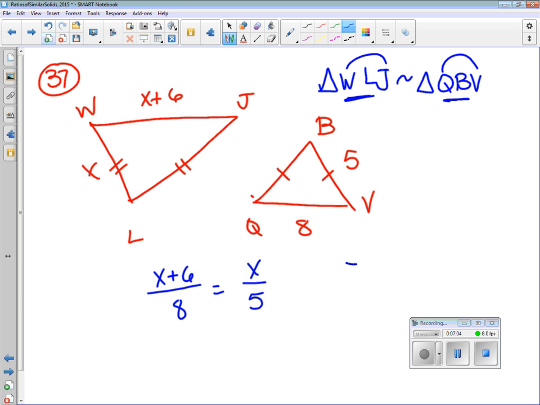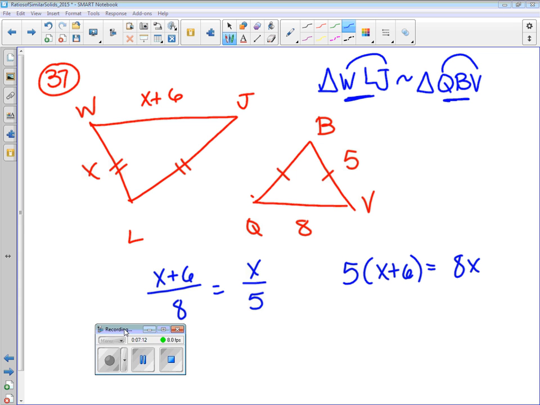So when I cross multiply, I have 5 times x plus 6. We will have to distribute that, okay? So I have 5x plus 30 equals 8x. Subtract 5x, I'm sorry, to give you 3x. So x is 10. Now, what did the question ask us in 37? It said find the value of x and the scale factor, okay? Now remember, the scale factor, it says of the polygons. I'm going to go from the one on the left to the one on the right, okay? So the one on the left would just be 8 to 5.